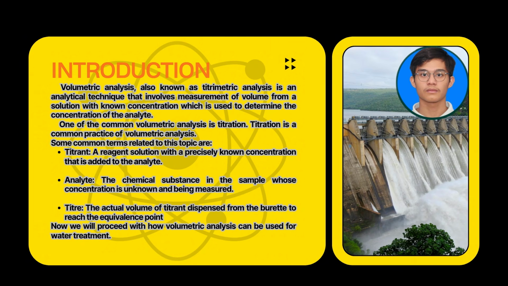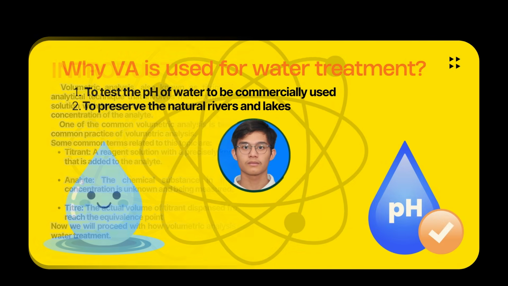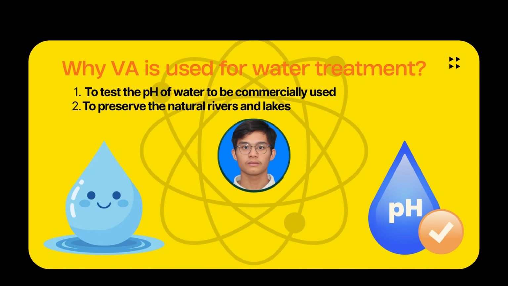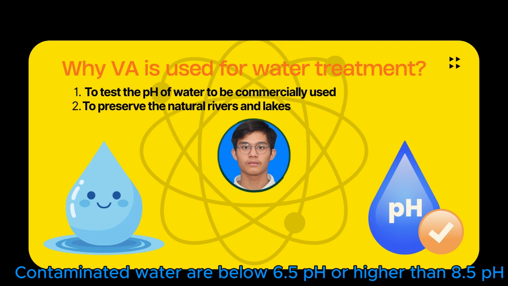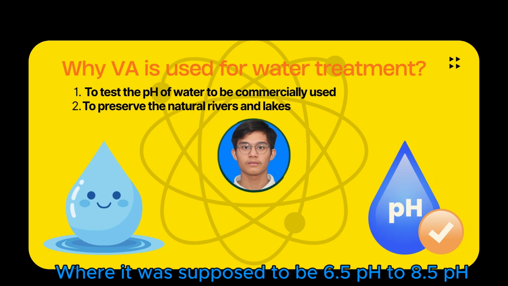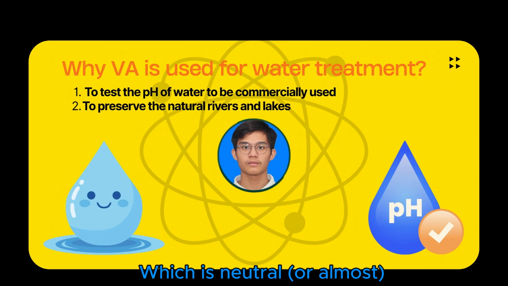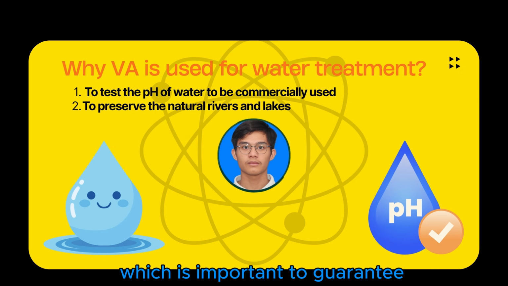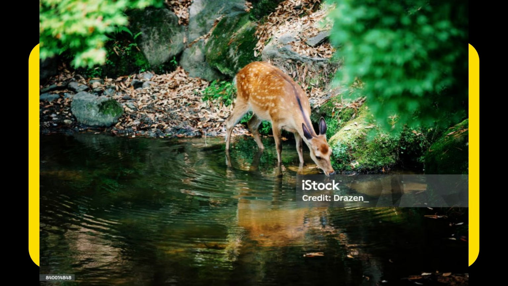Now we will proceed with how volumetric analysis can be used for water treatment. So why is volumetric analysis used for water treatment? It is to test the pH of water to be commercially used. Contaminated water is below 6.5 pH or higher than 8.5 pH, when it was supposed to be 6.5 pH to 8.5 pH, which is neutral. Another reason is to preserve the natural rivers and lakes, which is important to guarantee a cleaner environment for wildlife.